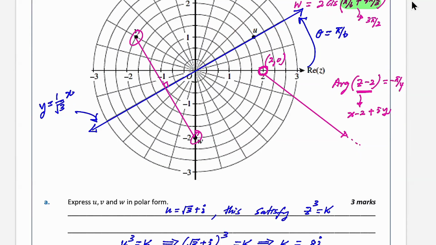If it's minus pi by 4, it makes an angle with the positive direction of the x-axis, and this point is already on the x-axis, so it can't make an angle with the x-axis. It doesn't make sense.